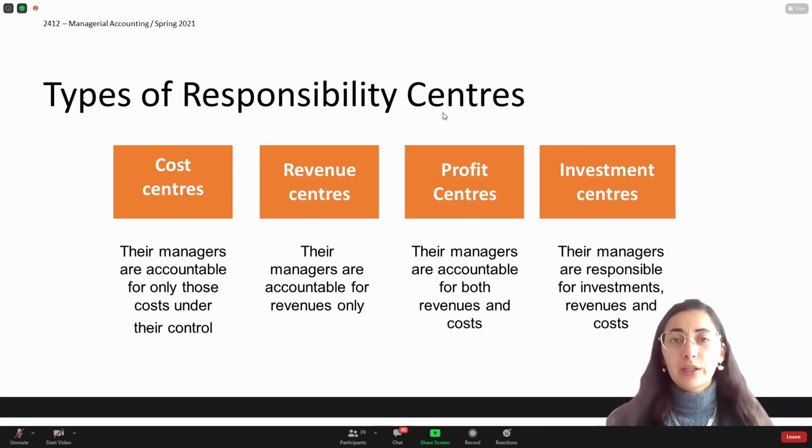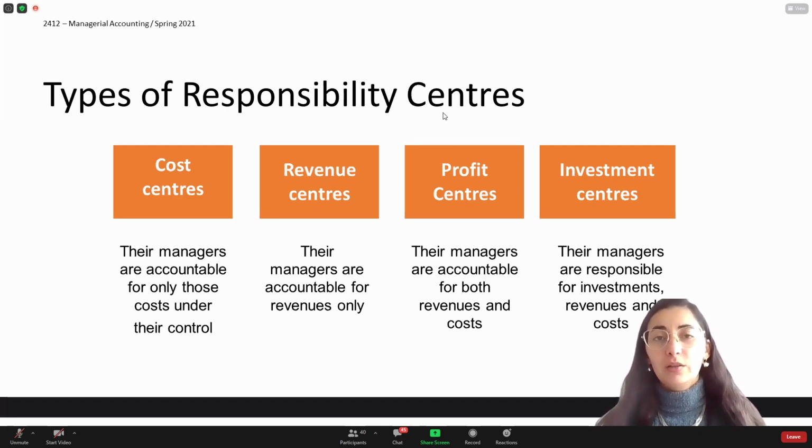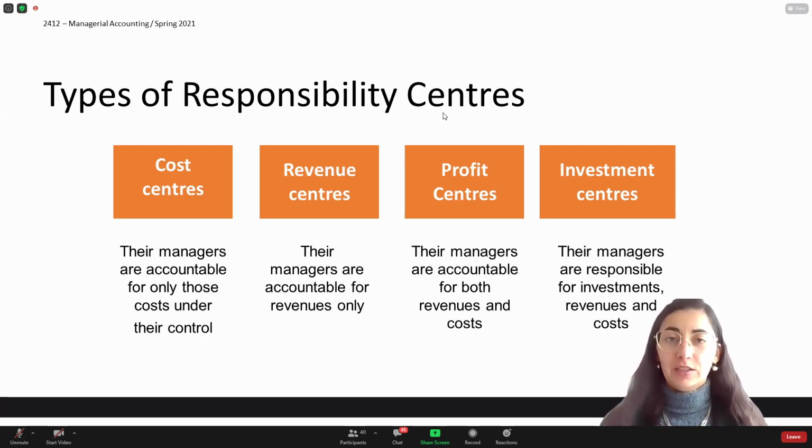Now we have these 4 types of responsibility centers. We have cost centers, revenue centers, profit centers, and investment centers. In cost centers, the manager is only responsible for the costs of that unit. In revenue centers, the manager is only responsible for the revenues. In profit centers, the manager is responsible for both the costs and revenues, so the profit. And in investment centers, the manager, on top of being responsible for costs and revenues, is also responsible for investments.